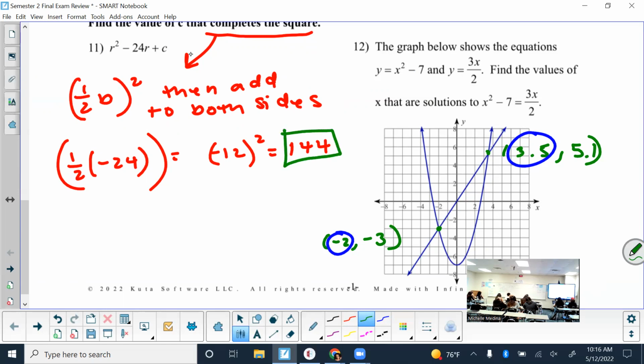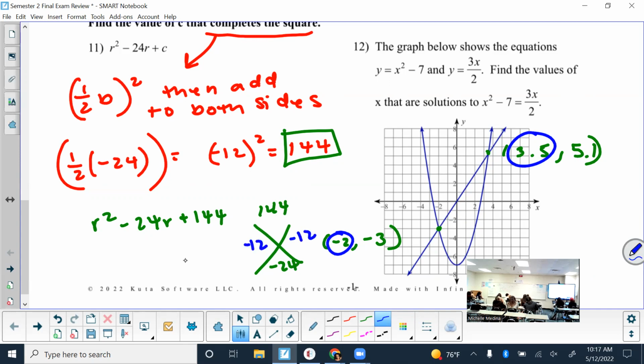Because that's the number that you would add to both sides. So the r squared minus 24r plus the 144 is what completes the square. Because now when I actually do my factoring, it should be the same number that fits into this part of the diamond. So what multiplies to 144 and adds to negative 24? Negative 12 and negative 12. So that's why we call it completing the square. So it would be a perfect square. Make sense?